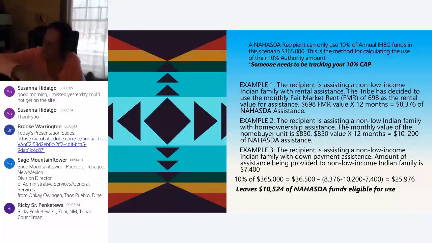Your total expenditures at this point are at $25,976. It gives you $10,524 of NAHASDA funds eligible to use. You have another family come in and they need $11,000 worth of assistance. You can't help them. You have to get a hold of HUD and tell them, I've only got $10,524 worth of authority left.